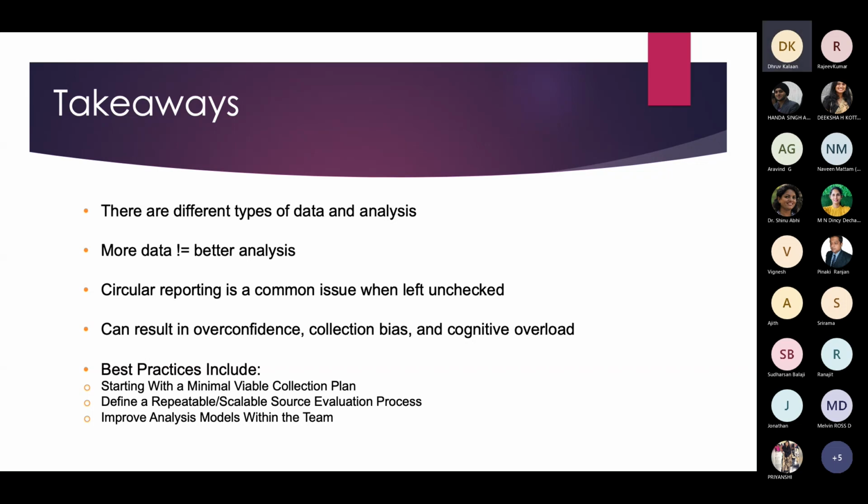So just some takeaways. There are different types of data and analysis. More data is not always better analysis. Circular reporting is a common issue which we leave unchecked. It can lead to three problems that we discussed, which are overconfidence, collection bias, and cognitive overload. And in terms of best practices, we discussed three things: minimal viable collection, validating your sources in terms of accuracy and reliability, and improving your analysis by using models. Any questions on this topic at all?